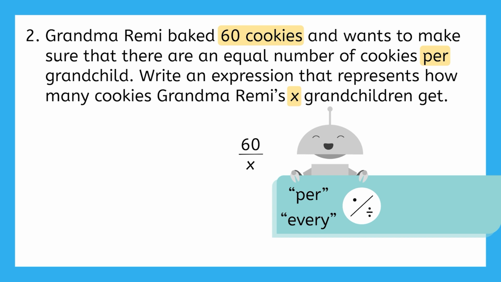Usually, if the keyword describes a constant rate or a repeated process, like a tree growing 2 feet every single year, then it means multiplication. But if the keyword is used to find equal shares, like cookies per grandchild, or a ratio between two quantities, like how many miles per gallon someone drove, then that's division. With more practice, you'll be better able to spot the difference.